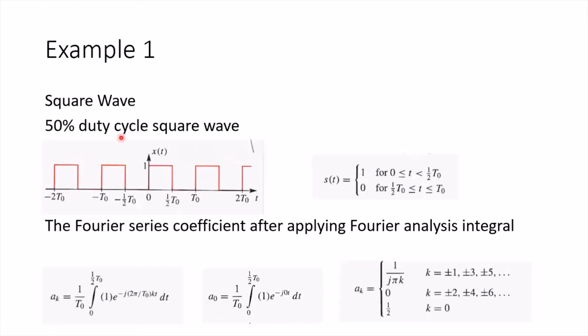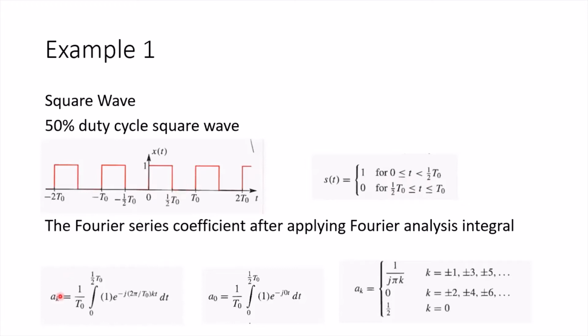Here we have a square wave, a 50% duty cycle square wave. 50% duty cycle means this square wave is on, meaning 1, for half the time period, from 0 to T naught by 2, and 0 for the other half, from T naught by 2 to T naught. The piecewise expression of this waveform is x(t) equal to 1 from 0 to T naught by 2, and 0 from T naught by 2 to T naught. Because the function is 0 in the second half, we don't need to integrate over it.